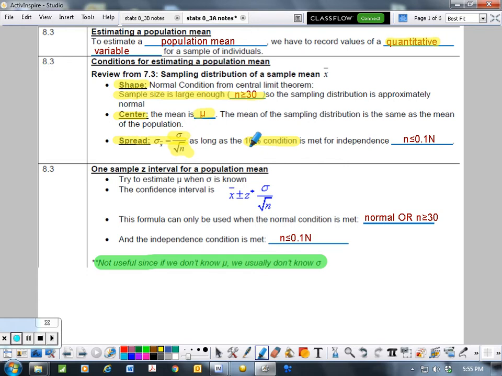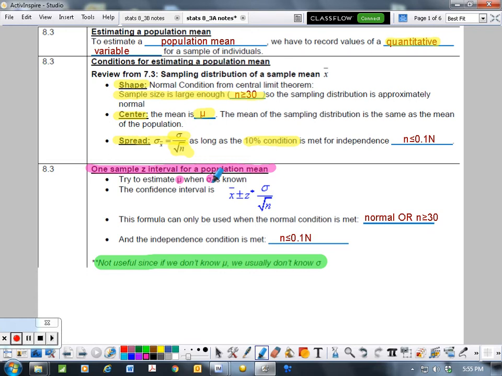So now we have the one sample z-interval for a population mean. That's what it's called. So when we do our 4-step process, we're going to say one sample z-interval for population mean. This is good to estimate our mean when standard deviation is known. So I don't know the mean of the original population, but somehow I know the standard deviation of the original population. That's when we can use this.